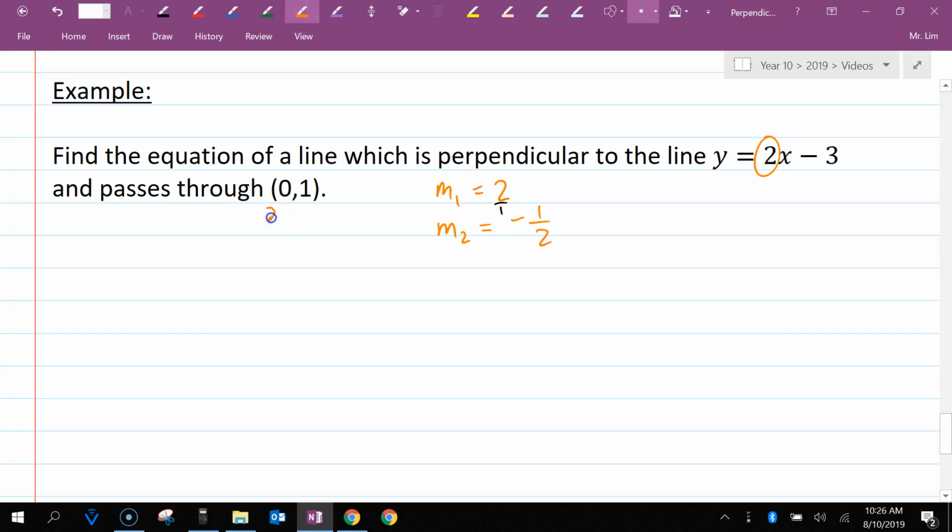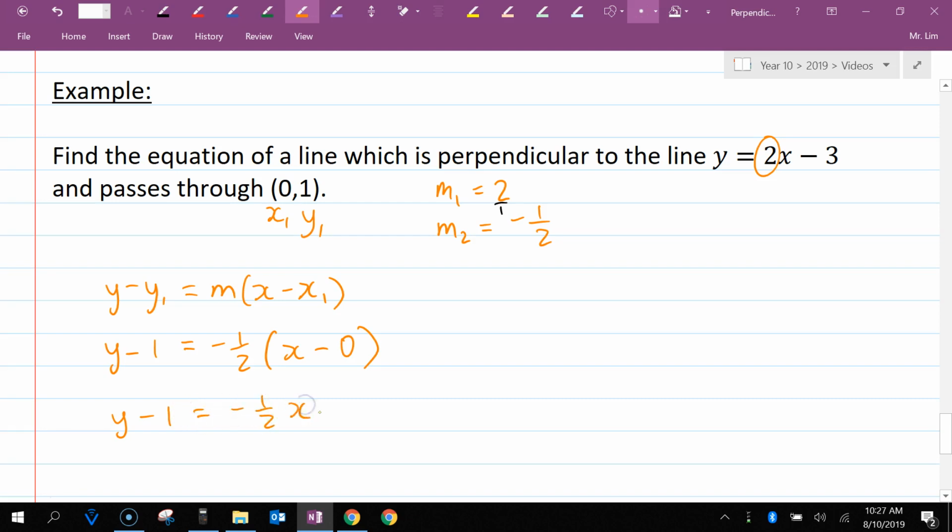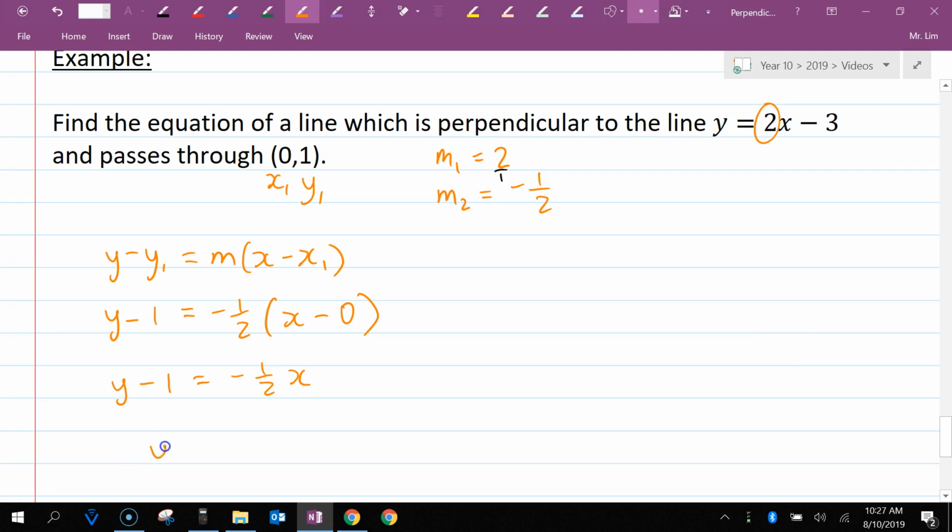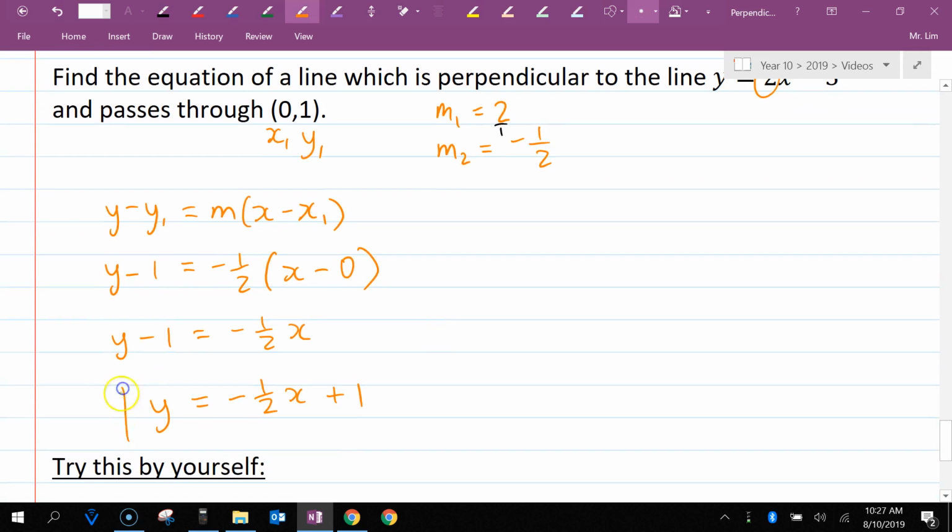We can now label this x1, y1, and use our point gradient formula, substitute accordingly, and we can solve. So y minus y1 is equal to m bracket x minus x1. y minus 1 is equal to minus half, bracket x minus 0. y minus 1 is therefore equal to negative half x. And we can add 1 to both sides. So y is equal to negative half x plus 1, and that's our final answer.